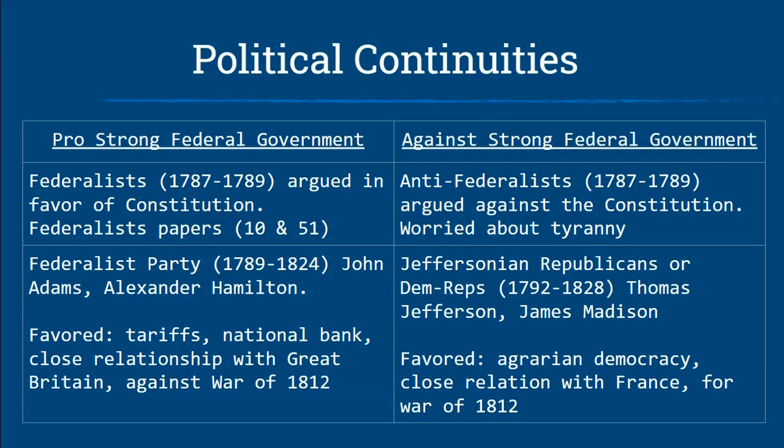The Federalist political party would be active for the remainder of this time period, and some of the early key leaders were John Adams and Alexander Hamilton. They favored tariffs, which are taxes on imports, a national bank, a close relationship with Great Britain, and were against the War of 1812. On the other side were the Jeffersonian Republicans, also known as the Democratic Republicans, with key leaders being Thomas Jefferson and James Madison. They favored an agrarian democracy, a close relationship with France, and were for the War of 1812.